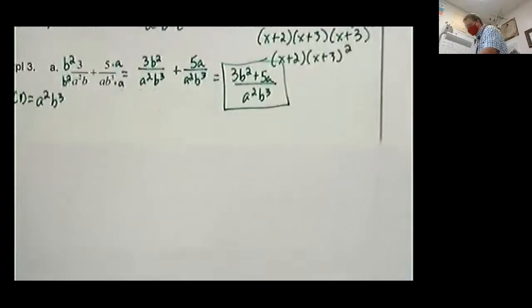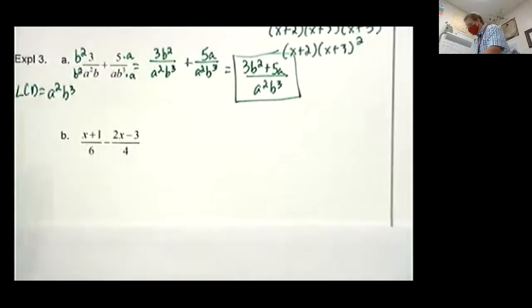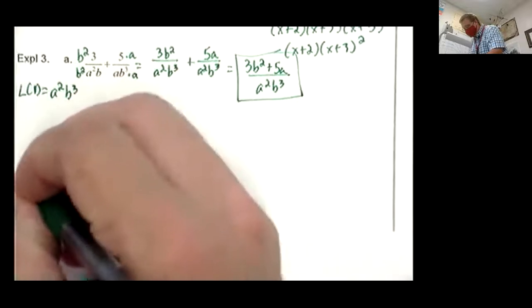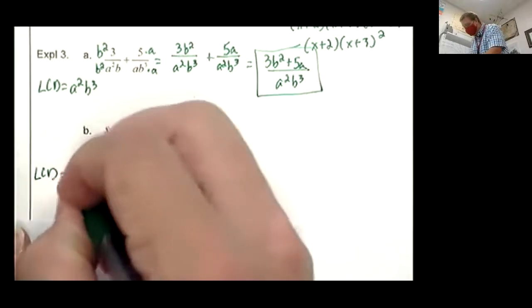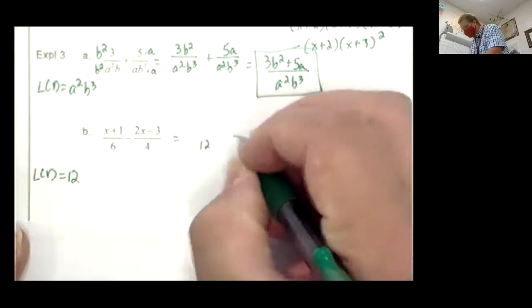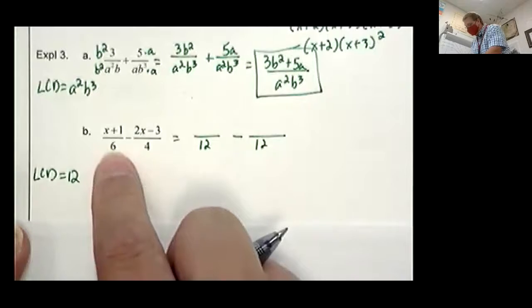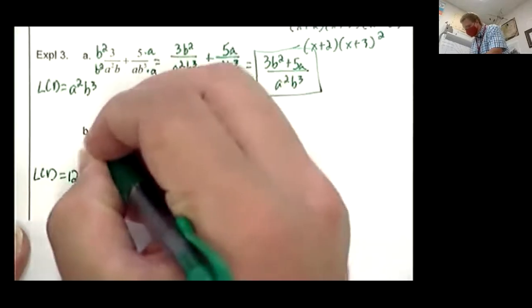So again, we're looking for that least common denominator, and then we can add the numerators. Here, what's our least common denominator? Well, we've already done 6 and 4. The smallest number that 6 and 4 both go into is 12. So we want to rewrite this as 12 something minus 12 something. For a 6 to be a 12, it needs a 2. So we're going to multiply the numerator by a 2.